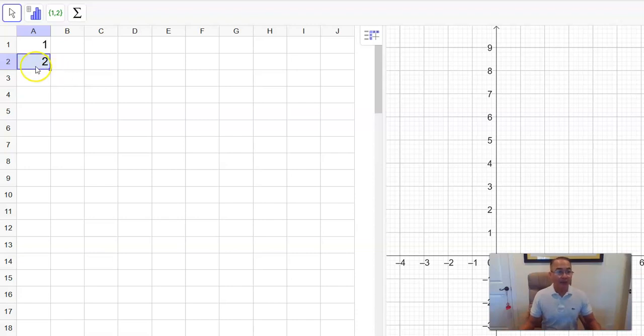Now that we have that, though, notice how when I move the cursor to the lower right corner here, it might not show up because of screencast-o-matic, but you should see a plus sign when you move your cursor to the lower right corner. Click on that and hold it, and then you're going to drag it down like this. Ta-da! So now we see the numbers 1 through 10.